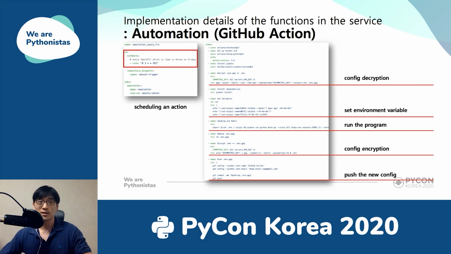The refreshed token gets written down to the .env, and .env will be encrypted again via GPG. Since .env.gpg is updated, it should be pushed to the master branch. So the updated information will persist for the next week. It's very straightforward and you'll get a sense of how the program really works.